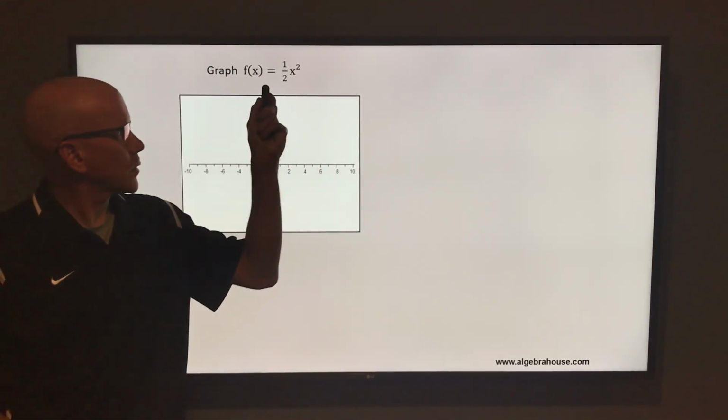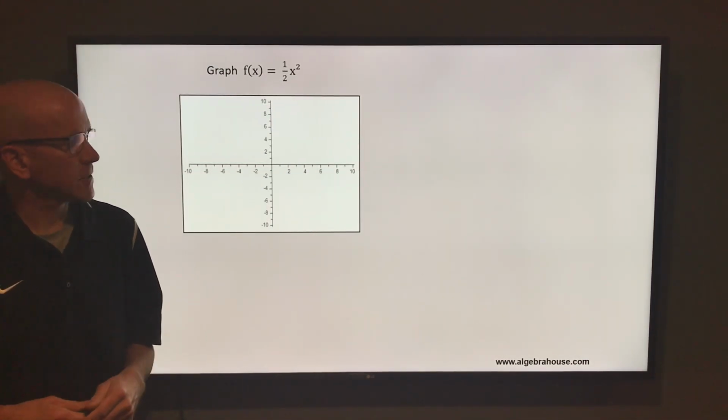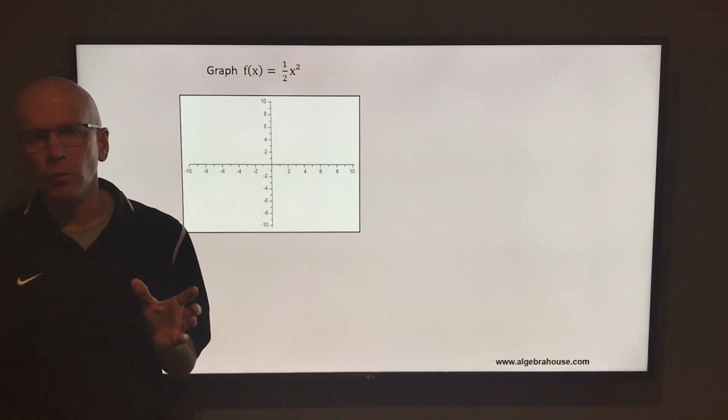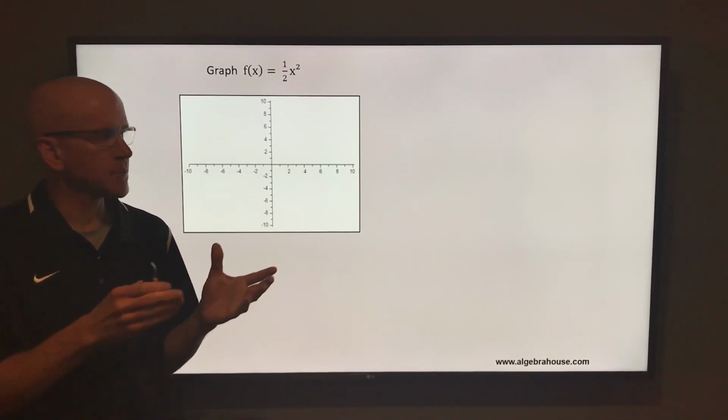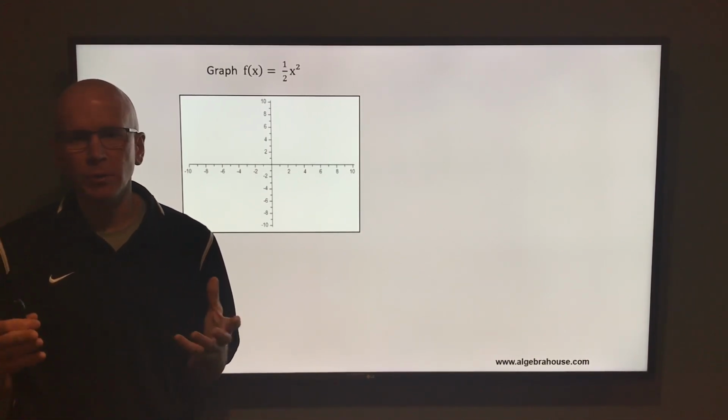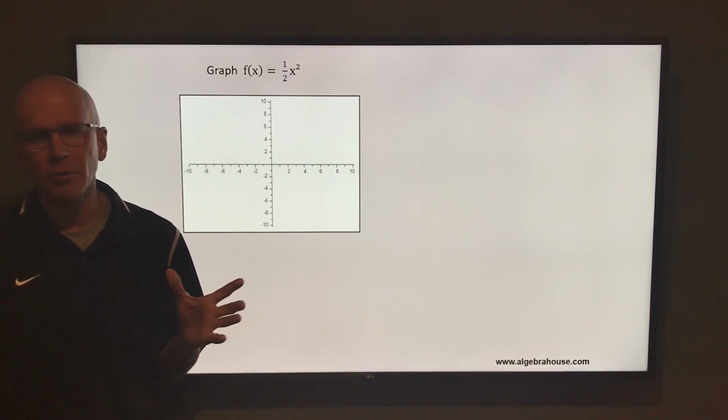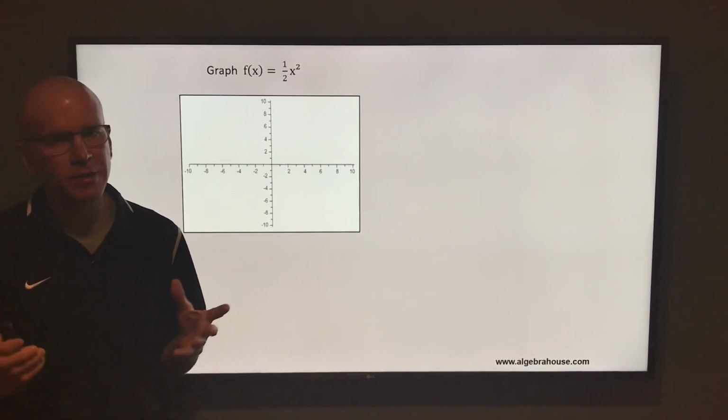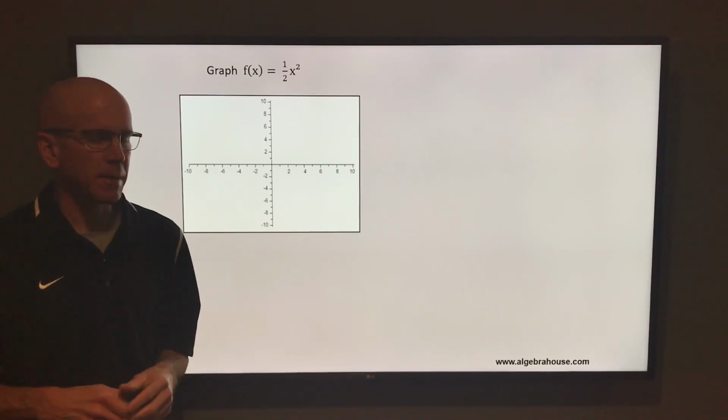Going to graph the quadratic function f of x equals 1/2 x squared. Now graphing by hand is not something you're really going to do a lot of. Usually when it comes to graphing quadratic functions, you're going to resort to a graphing calculator. It's by far the best way to graph a quadratic function, the easiest way. But this is how you would do it by hand or on paper.